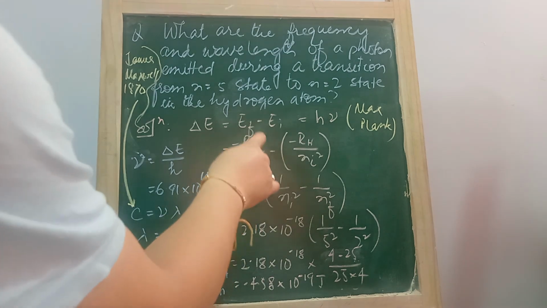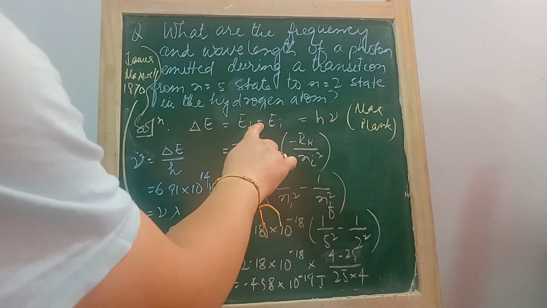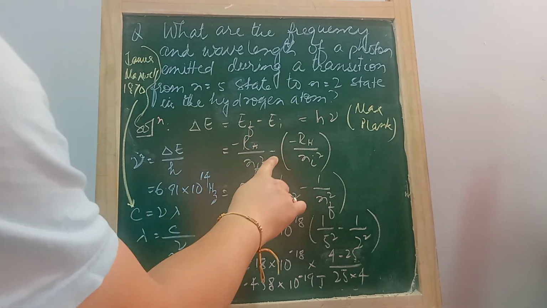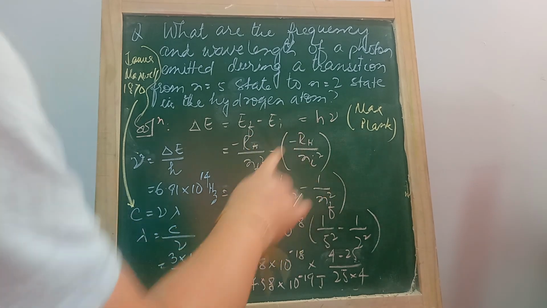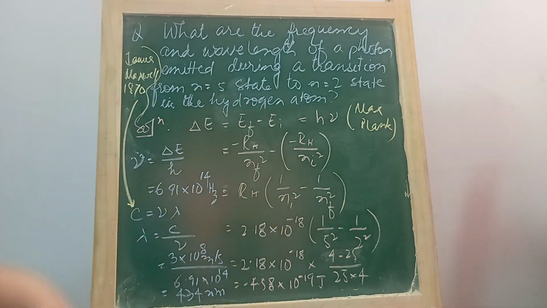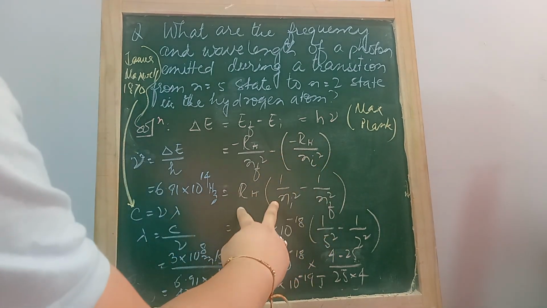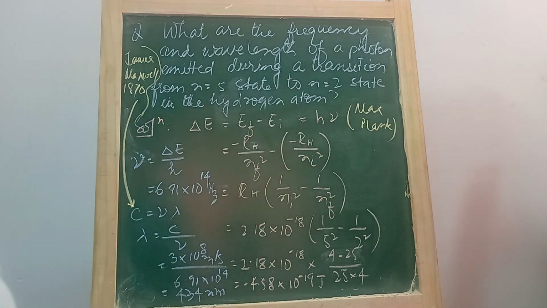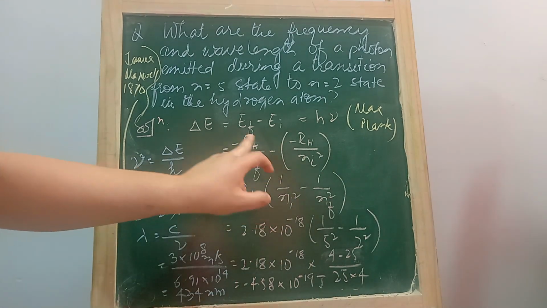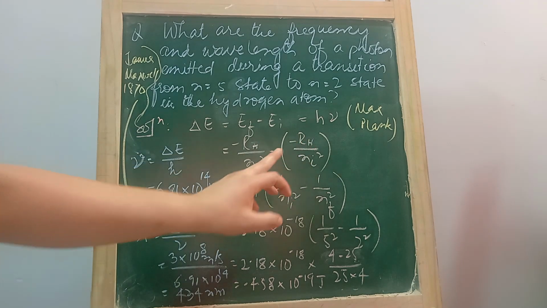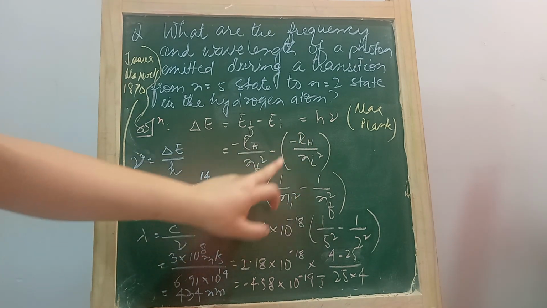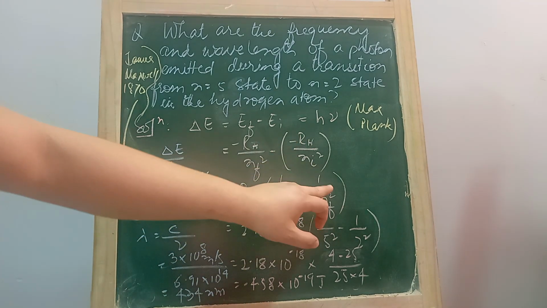So this is the expression. There was a minus sign here, and this minus sign is maintained here. While simplifying, this will become positive on multiplying. So let's put this before and this after. That means RH is common in both the terms, so we take out RH common. What remains is 1 over ni squared minus 1 over nf squared.